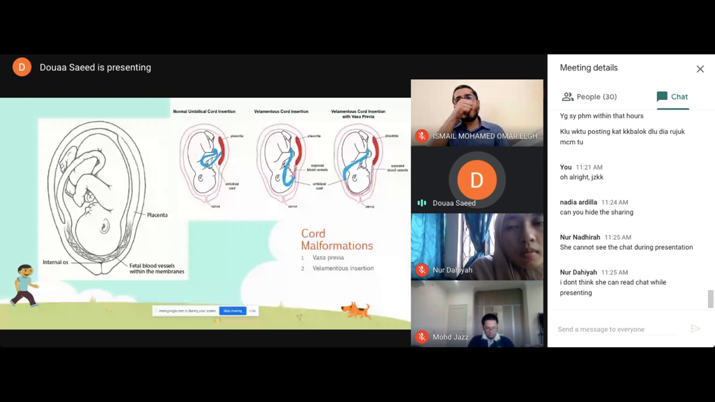Whereby you can see that the exposed blood vessels run from the placenta to under the baby's head and then go on to the baby. And over there, when there's pressure from the baby's head, then the bleeding can be bigger.